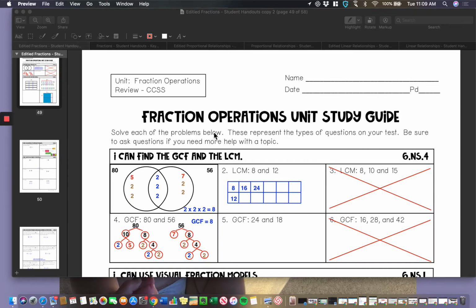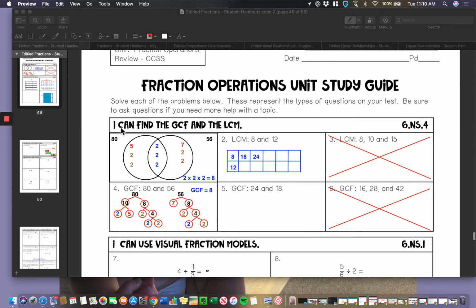Good morning, everybody. Today we have the Fraction Operation Unit Study Guide. So, in the first part it says I can find the greatest common factor and least common multiple.